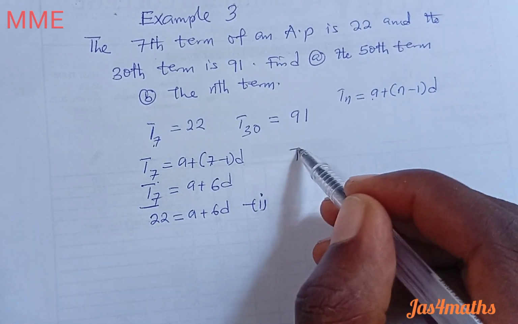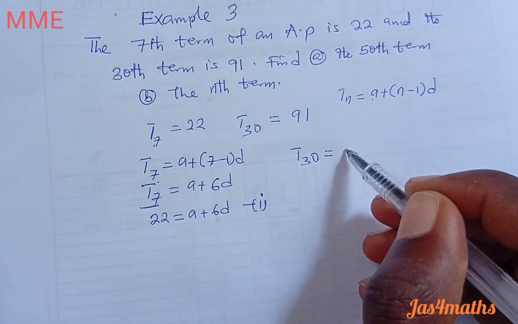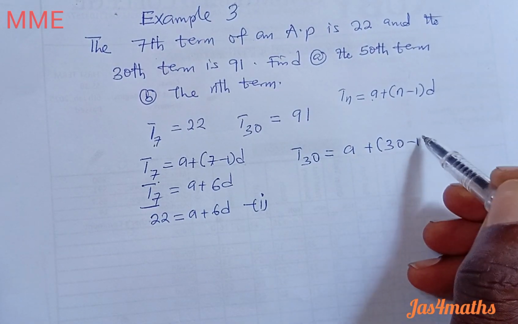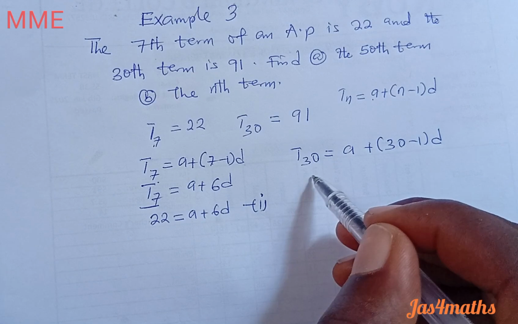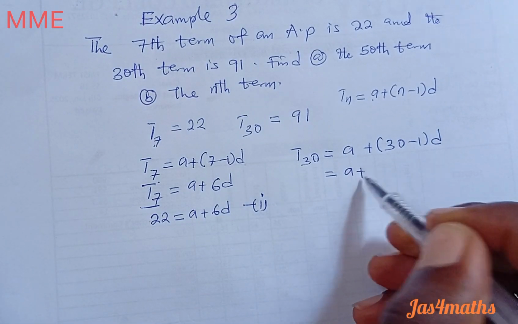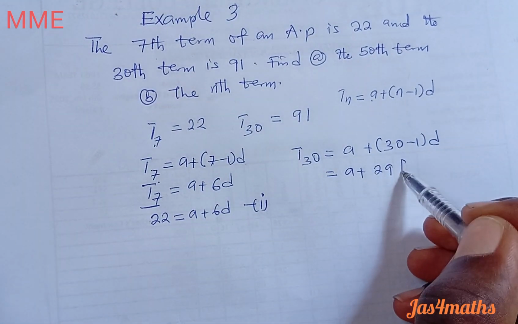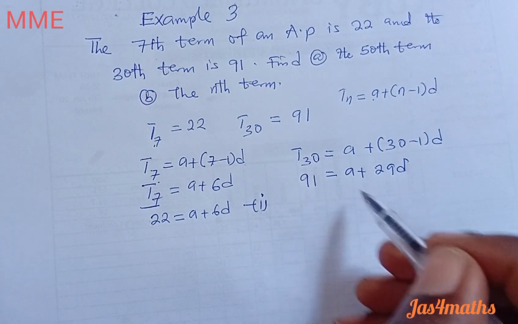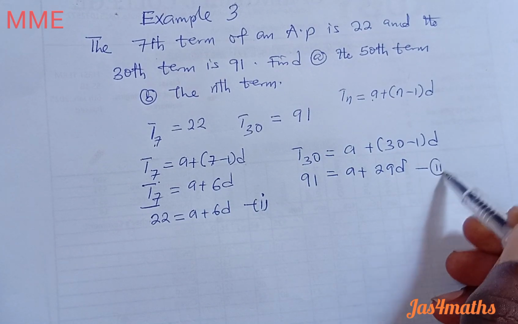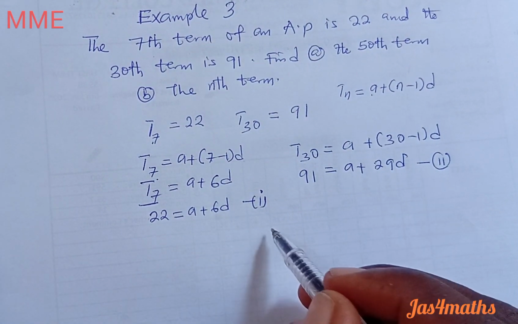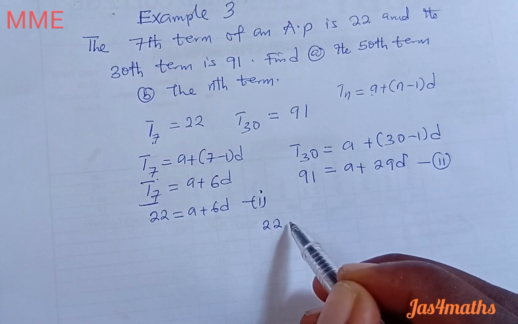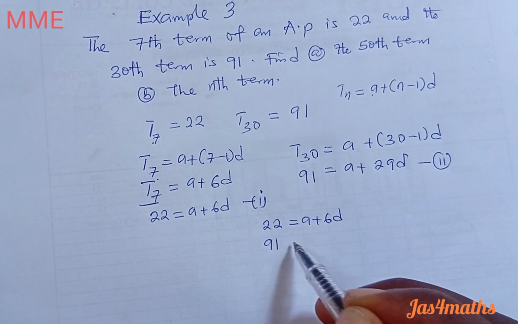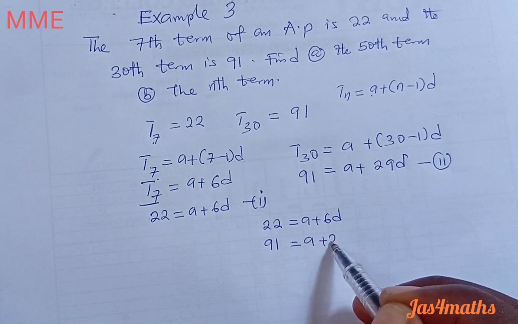Similarly, T30 is going to be A plus 30 minus 1 D, which is equal to A plus 29D. And what is our T30? 91. So this is equation 2. Putting them side by side, 22 is equal to A plus 6D, 91 is equal to A plus 29D.